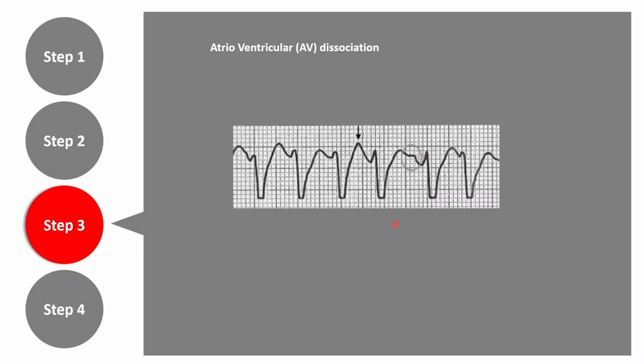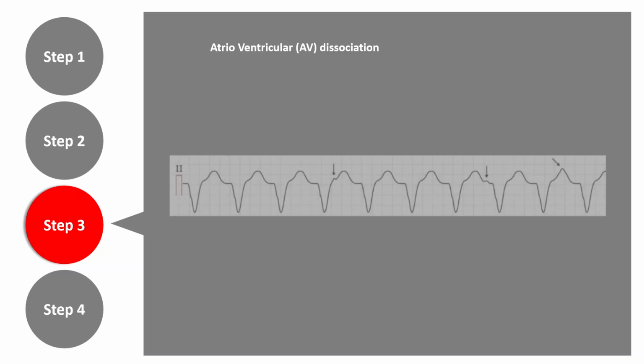P wave which is coming from the SA node, but the rest of the P waves are completely disregarded by the ventricle because the ventricle is in the refractory period, and that is why the rest of the P waves you cannot see. And this is another example here.